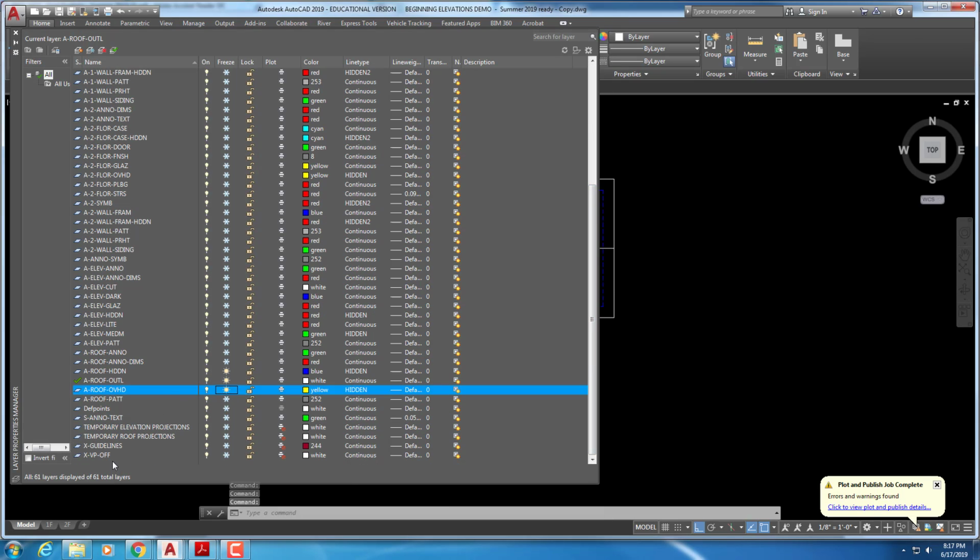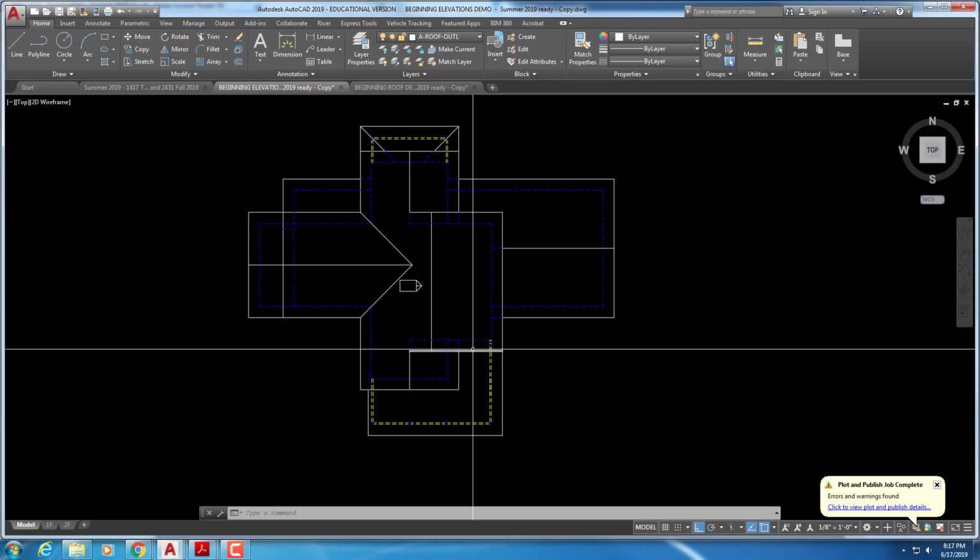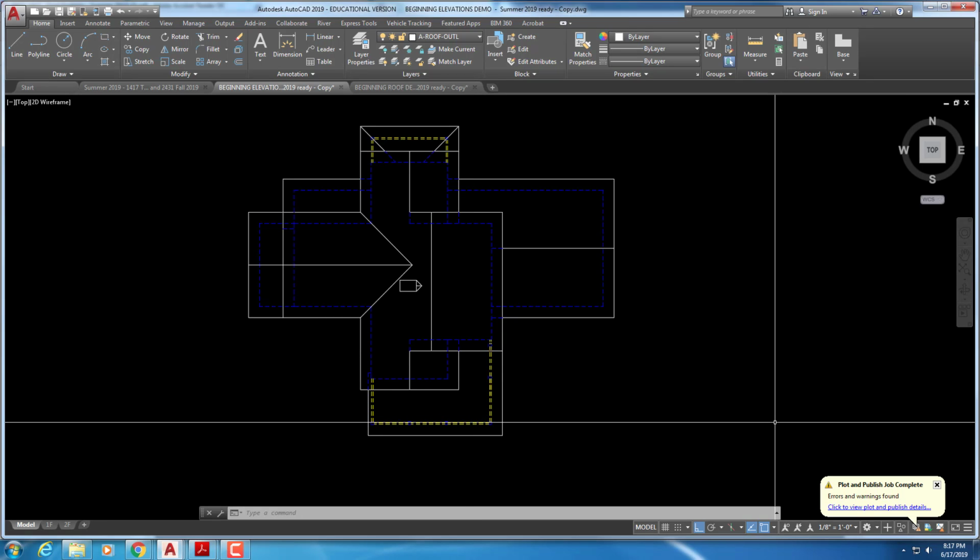Oh, because I don't have it thawed. That's why. It was there. I just didn't have the layer thawed.